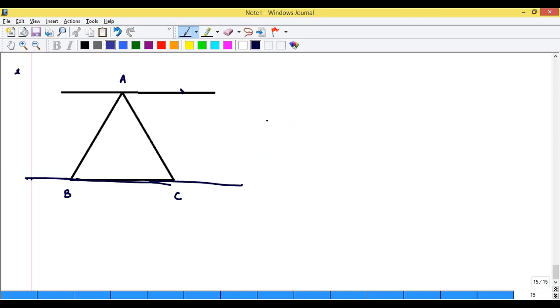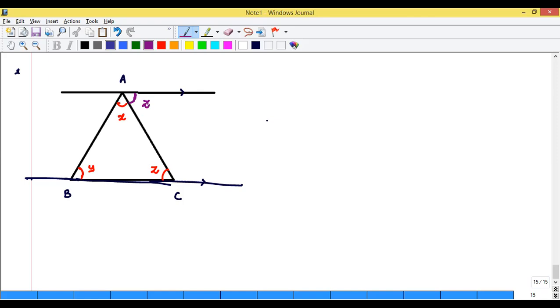These 2 lines are what? Parallel, right? You call this angle A, this one angle B, this angle C. Let it be small a, b, c, or else x, y, z. X, y, z. Right? Can you tell me what is this angle? This one is angle Z.